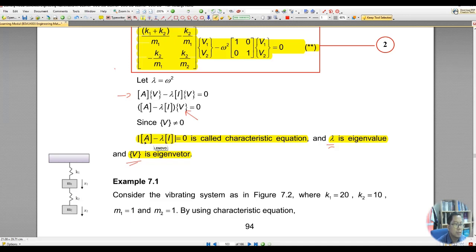So the characteristic equation is the modulus of matrix A minus lambda, where lambda is the eigenvalue, multiplied by the identity matrix I. Then the modulus is equal to 0.